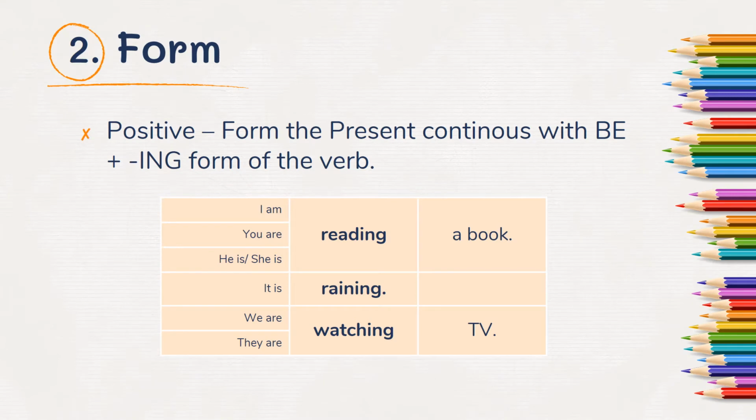The present continuous, very easy. To be, we add the ing form of the verb, like I am reading, you are reading, we are watching, they are watching. Very simple.